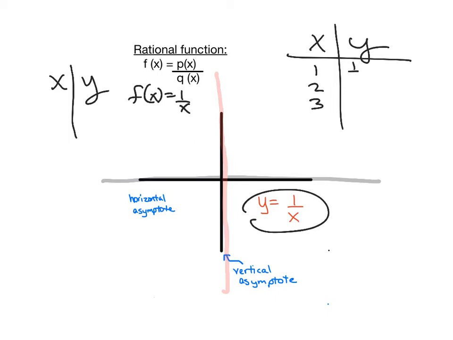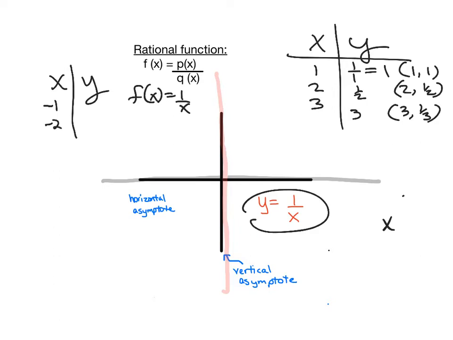If I plug in 1 for x, I get 1, so I'd graph the ordered pair 1, 1. Then for 2 I get 1 over 2, so I graph the ordered pair 2, 1/2. Then 3 gives 3, 1/3, and so on. I could also plug in negative numbers: negative 1, negative 2, negative 3. When I put in negative 1, I get negative 1. Then I'd get negative 1/2, negative 1/3.